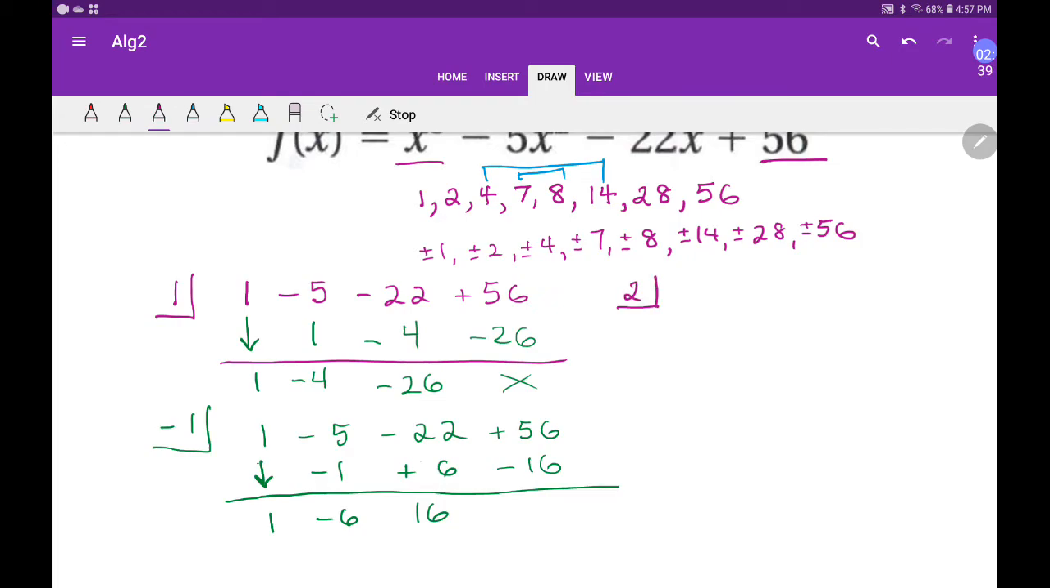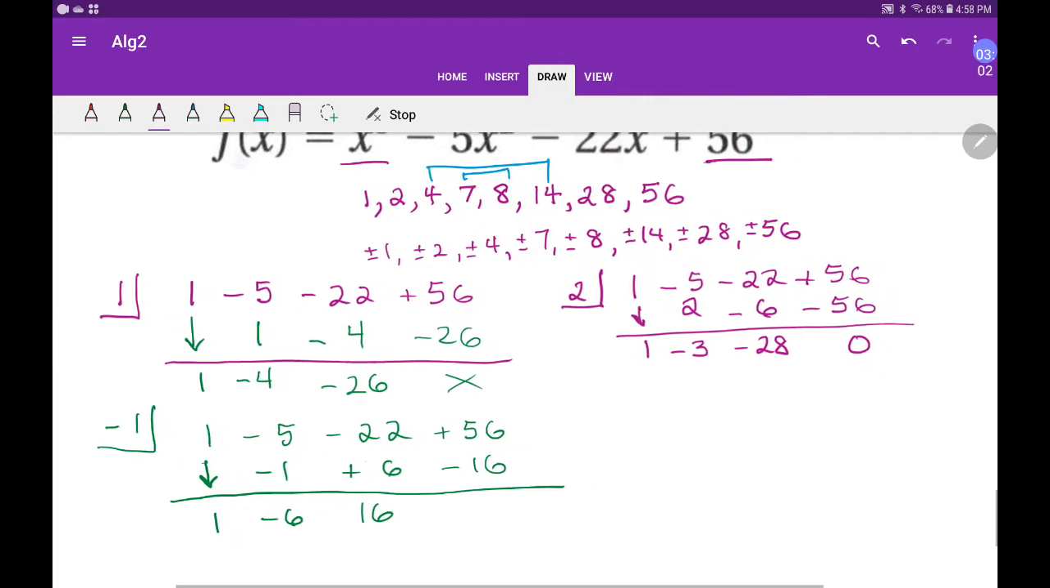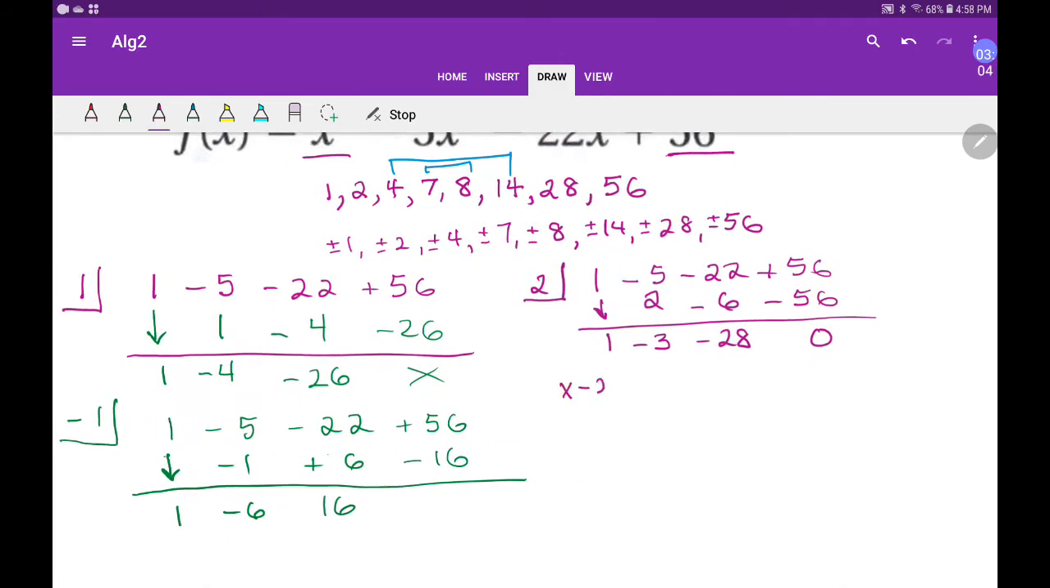We'll say 2, and we use the same coefficients. And we say, wonder how long this is going to take. Oh, sorry, I was getting ahead of myself. 1 times 2 is 2, negative 3, negative 6, negative 28. Aha! Negative 56. There's a 0. So I know that x minus 2 is a factor. And I also know that these are the coefficients of what's left. So let's go ahead and write that.